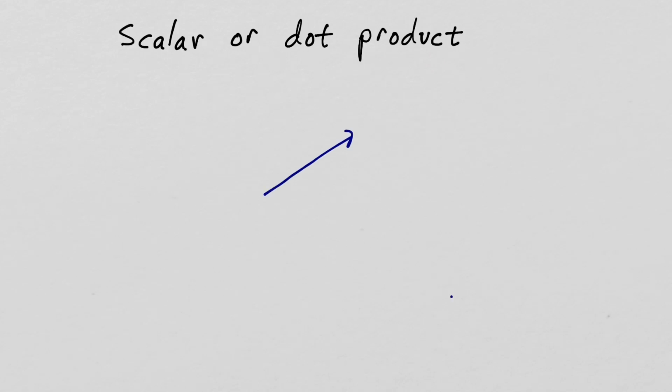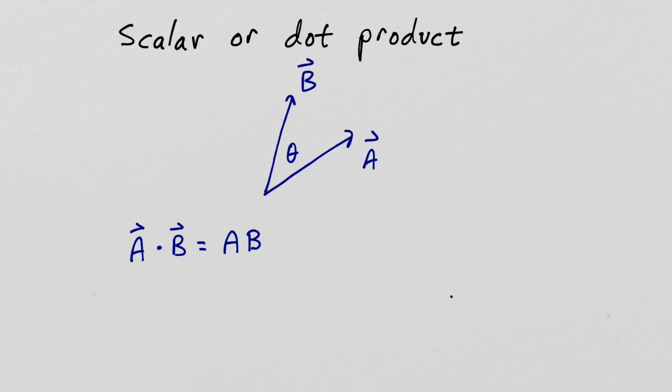Here we have two vectors with an angle theta between them. The dot product between these two vectors is written A dot B, and it's defined as the magnitude of A times the magnitude of B times the cosine of the angle between the two vectors. It is referred to as the dot product because of the symbol used here, or as the scalar product because the result is a scalar.